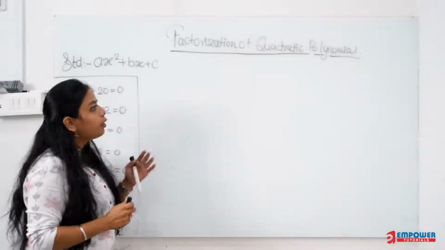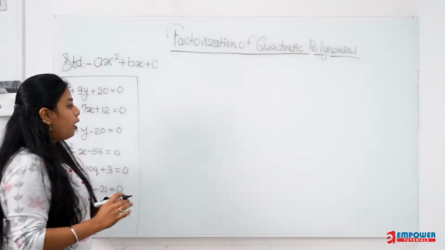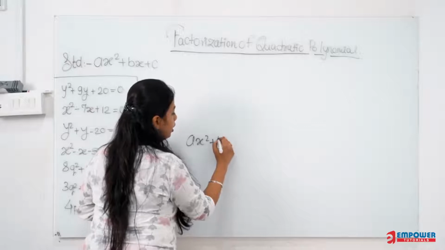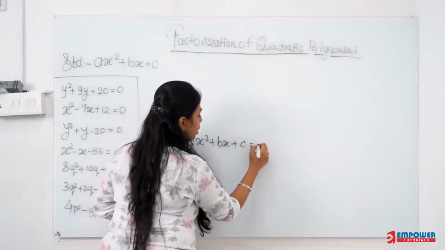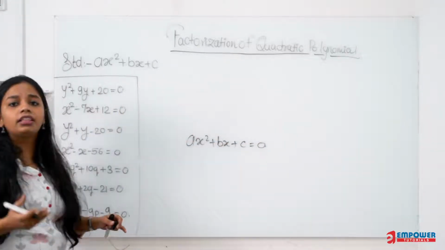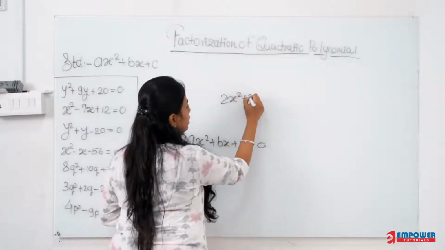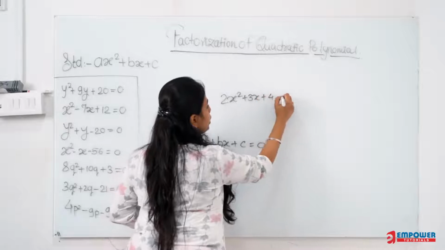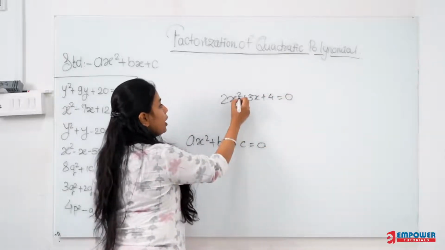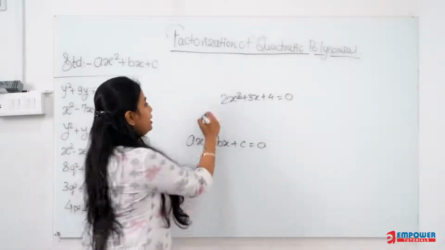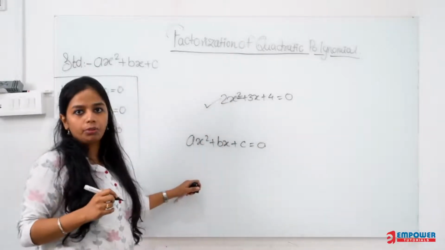Now what do you mean by quadratic polynomial? When you have a polynomial and the highest degree of that polynomial is 2, then you call it a quadratic polynomial. For example, if you have 2x square plus 3x plus 4 is equal to 0, here the highest power of your variable is 2. So in this case, I will call it a quadratic polynomial.